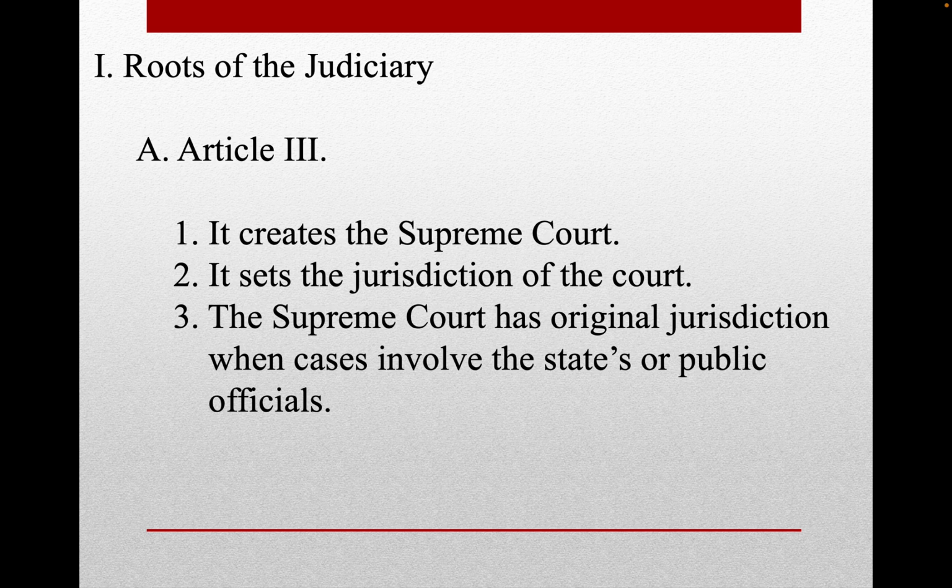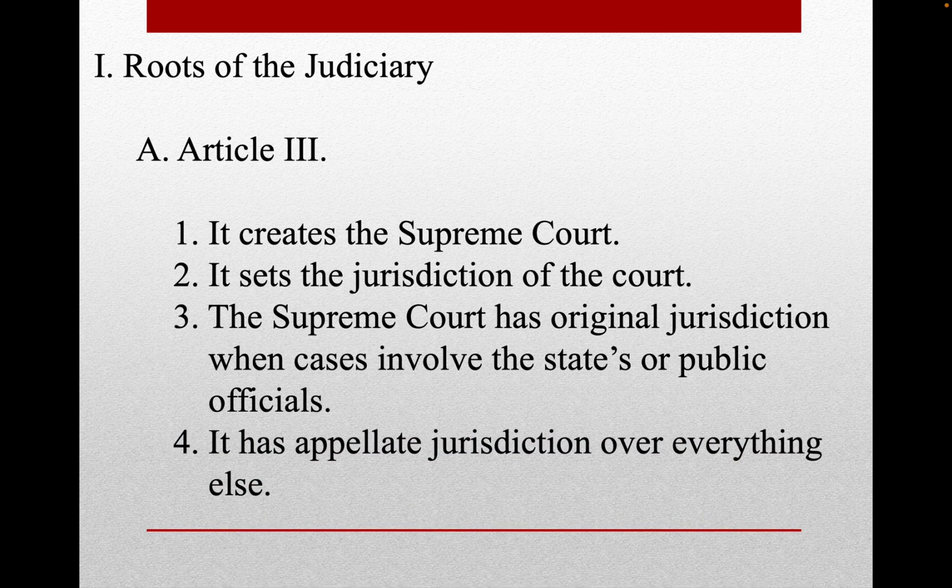The Supreme Court has original jurisdiction when cases involve the states or public officials, and it has appellate jurisdiction over everything else. Other than that, Article 3 sets up the Supreme Court. It doesn't even tell us how many justices there's supposed to be. The rest of the court system is left to Congress to set up under Article 3. So the Congress and the President, by passing laws, can change the jurisdiction and the setup of the courts basically at any time.